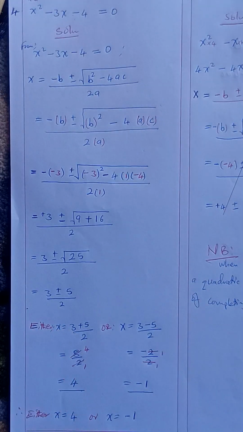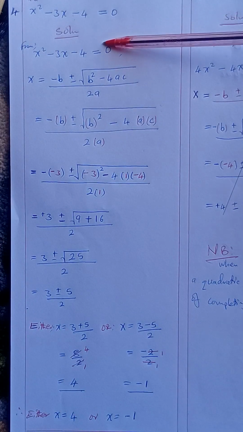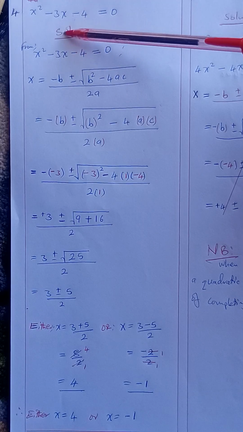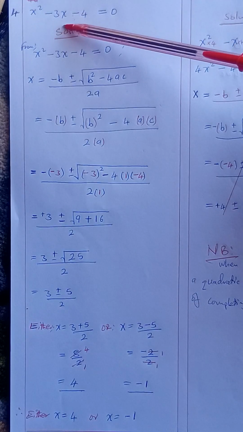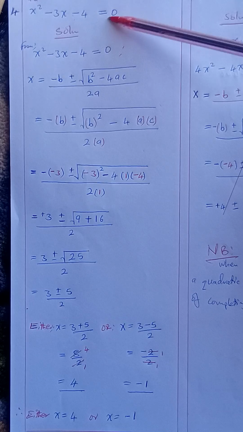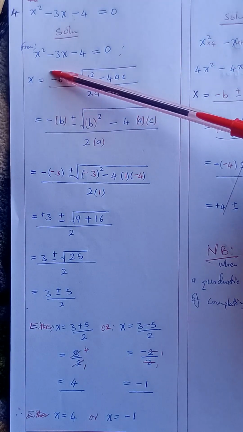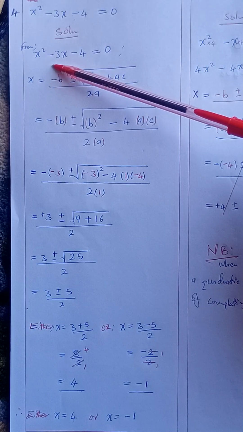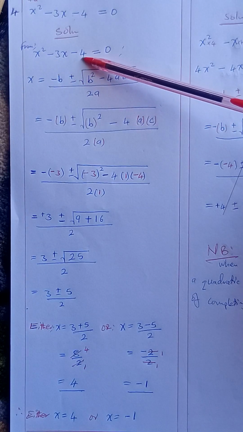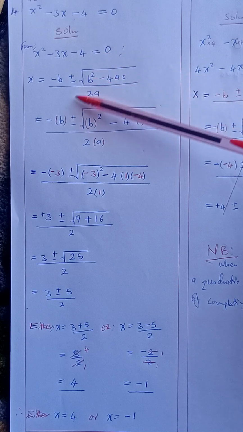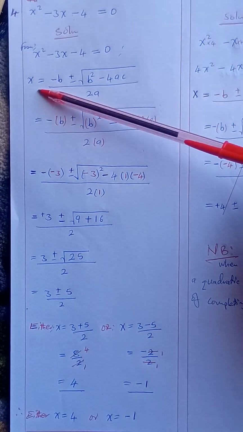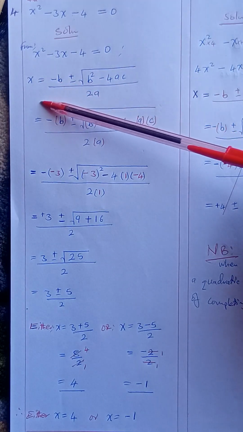Now let us look at example 4. In our example 4, we have x squared minus 3x minus 4 is equal to 0. So in our solution, we can begin by writing x squared minus 3x minus 4 is equal to 0. So we have to apply the quadratic formula.